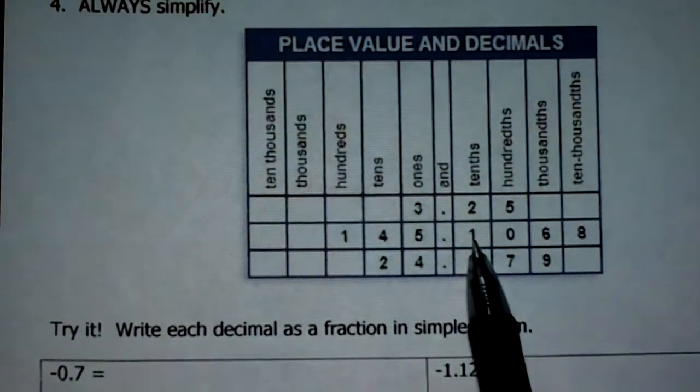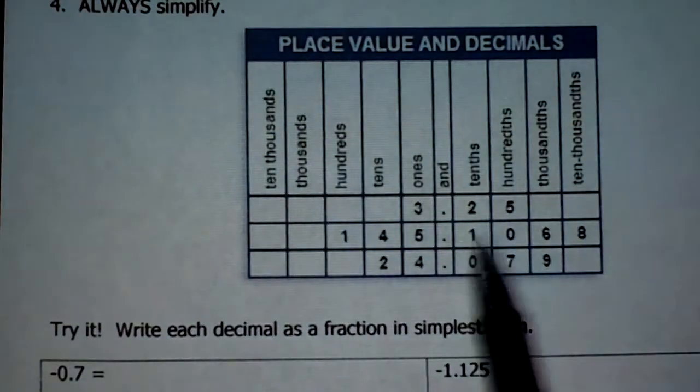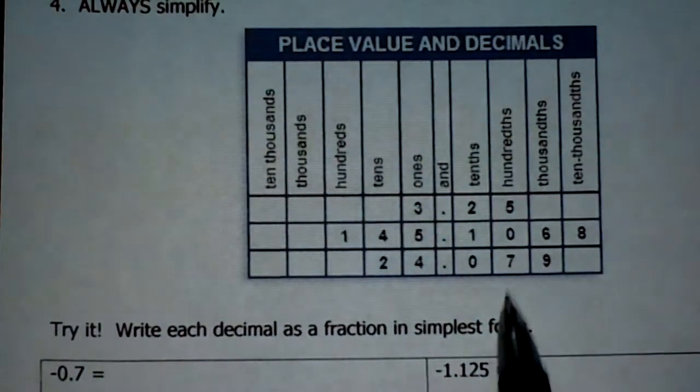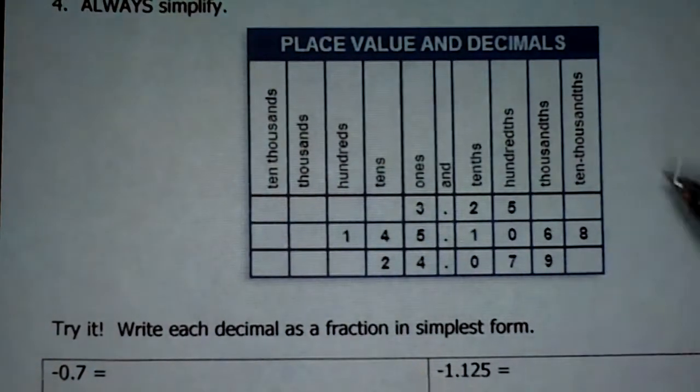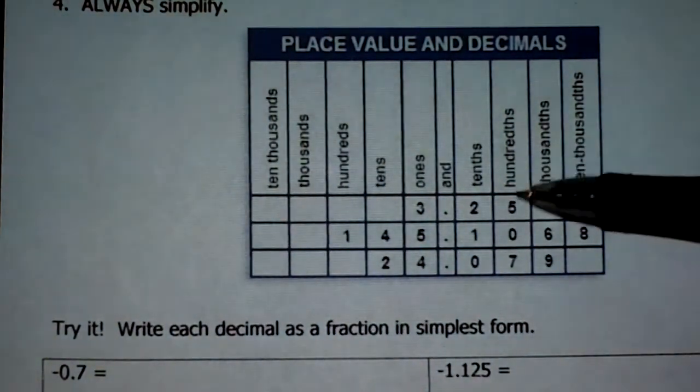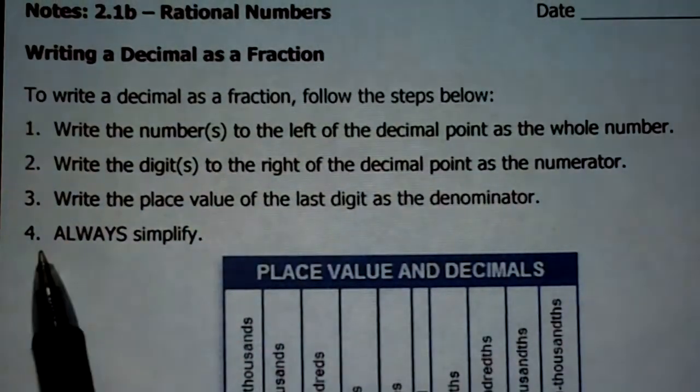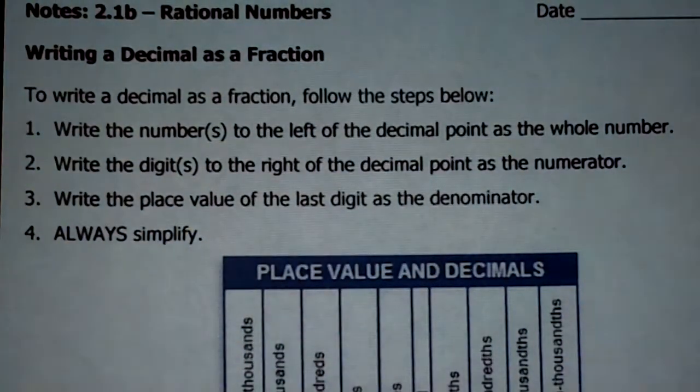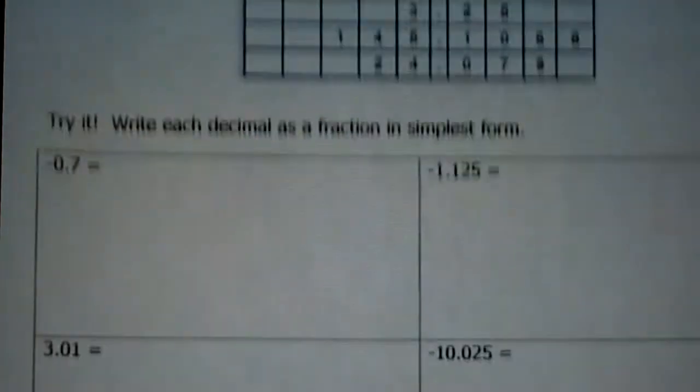With this one, it would be over a 1 followed by 4 zeros. This would be over a 1 followed by 3 zeros. I, of course, would like you to know place value and do it that way, but that's just a shortcut. Okay, number 4, yep, you have to simplify. Don't even ask. The answer is always yes. You must simplify your answers. So let's try a few here. And you can use the chart to kind of help you throughout it.